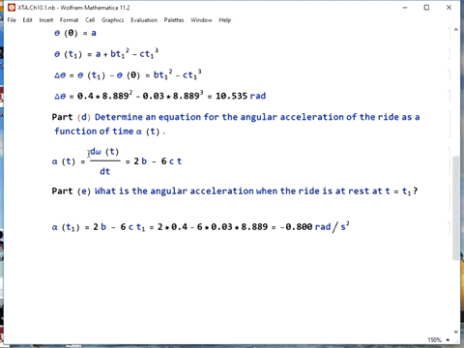Part D, determine an equation for the angular acceleration of the ride as a function of time, α(t). This is just the time derivative of the angular velocity. We get 2b − 6ct.